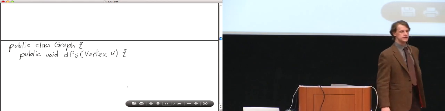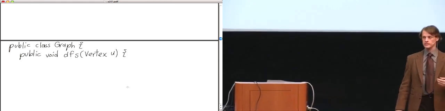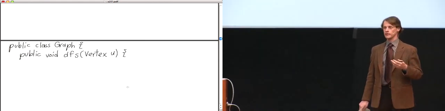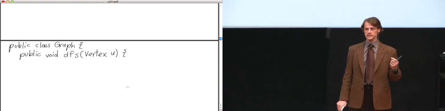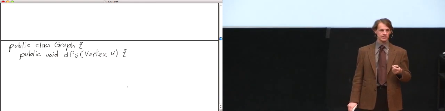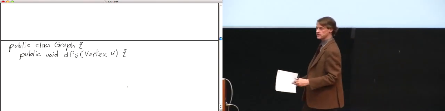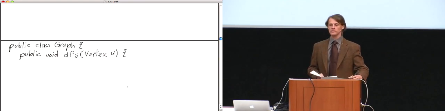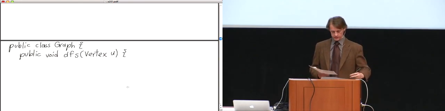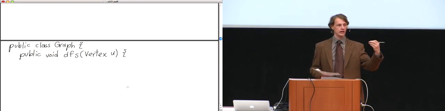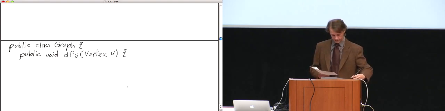Now, I'm going to assume that before we call this, we have some other piece of code that goes through all the visited flags and sets them all to false. We have to do that for this code to work. This code only works if we've already set all the visited flags to false. So DFS is going to be recursive. We start at one node and then we recursively call it on other vertices of the graph.